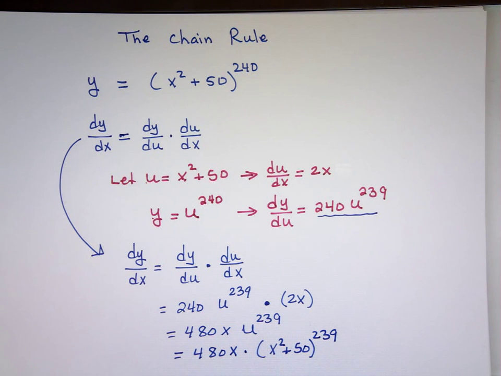So that's where the chain rule comes in. When the power is more than 1 and you don't want to multiply that 10 times or 15 times, you go, I got to do this method.